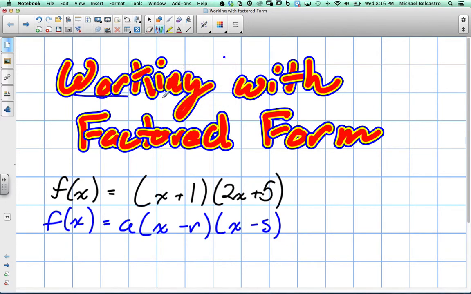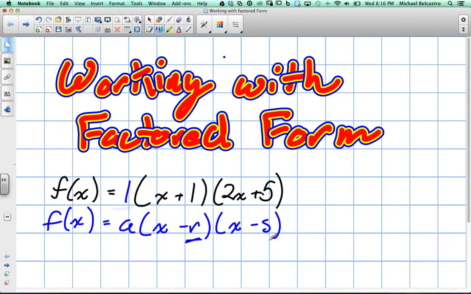Okay, we're going to look at working with the factored form of a quadratic. So we've been given a quadratic, and it's obviously in factored form from the title. This is the factored form we use. A is the term that's common factored outside of everything. In this case, if there's no number there, do you know what number A would be considered? 1. Yeah, it'd just be considered 1.